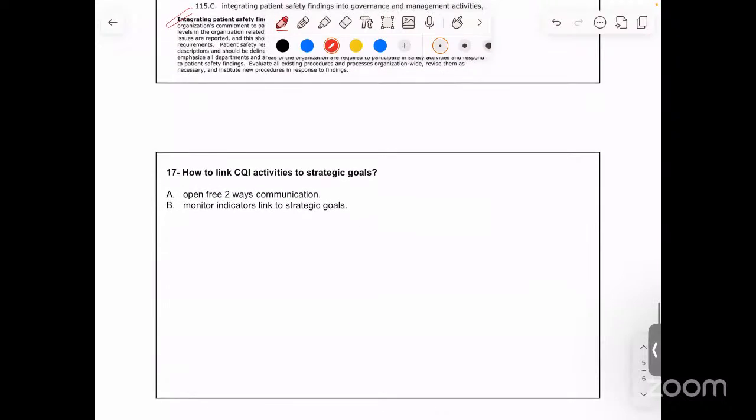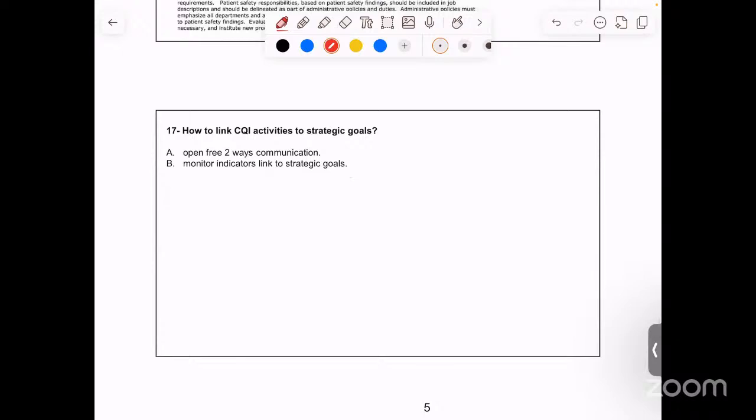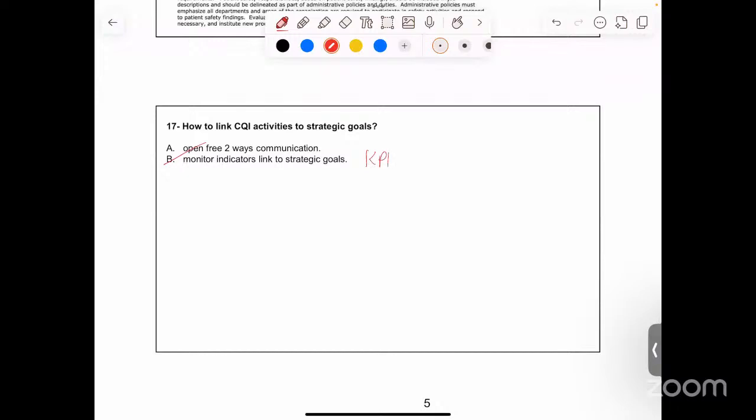Number 17, how to link CQI, continuous quality improvement activities, to strategic goals. A, open free two-way communication. B, monitor indicators linked to strategic goals. Meaning how to link continuous quality improvement activities to strategic goals is by using the KPIs linked to strategic goals. So these are the KPIs.